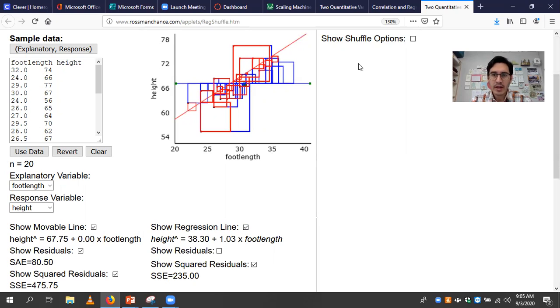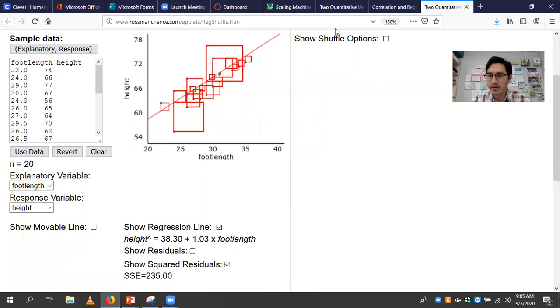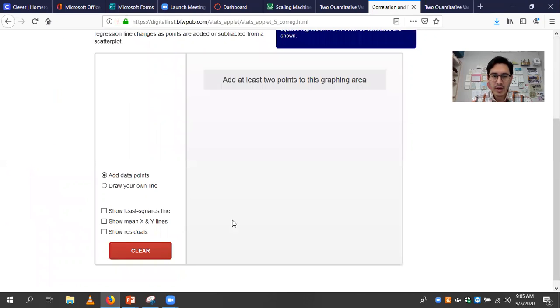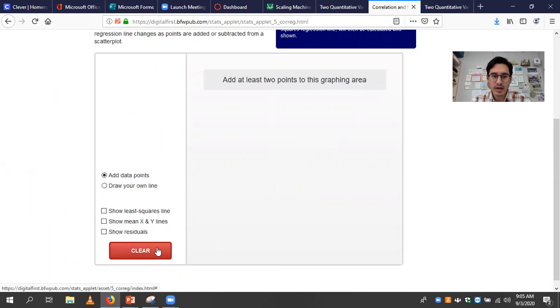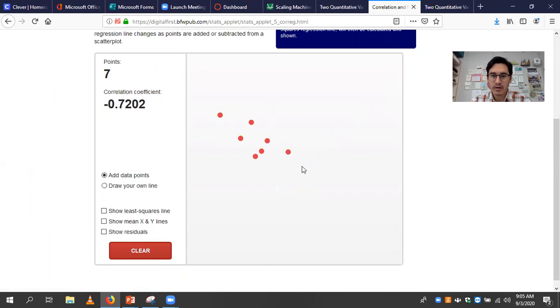Okay, here's another neat little fact about the least squares regression line. If you have any scatter plot and you create the least squares line, it will pass through the average x value and the average y value, always. So no, I didn't just get lucky here. I'll make another scatter plot. There's the regression line, the least squares line. And again, it passes through the average x and the average y value.